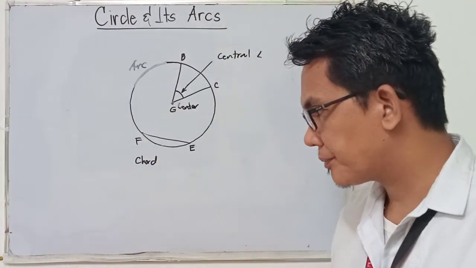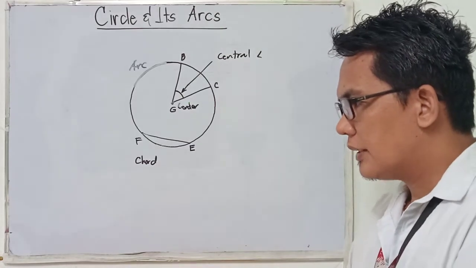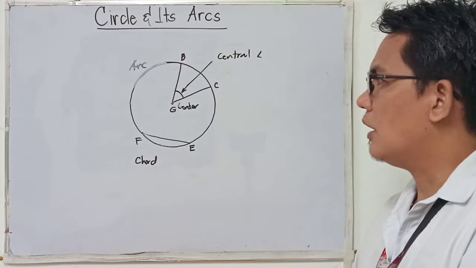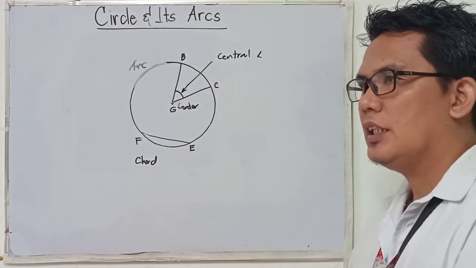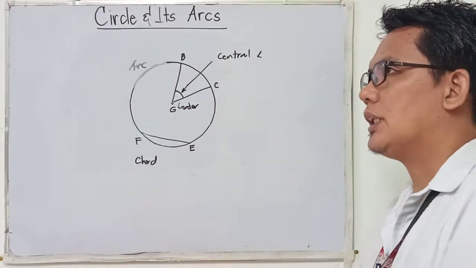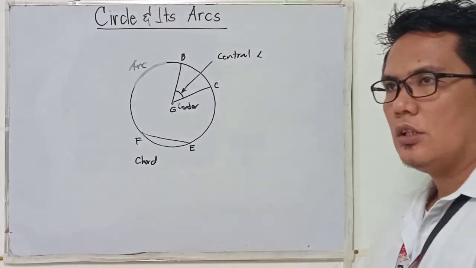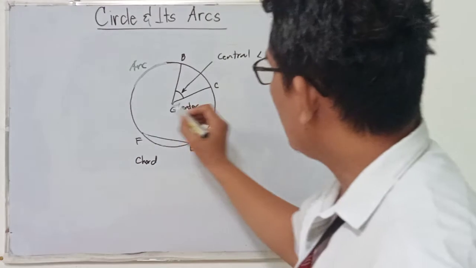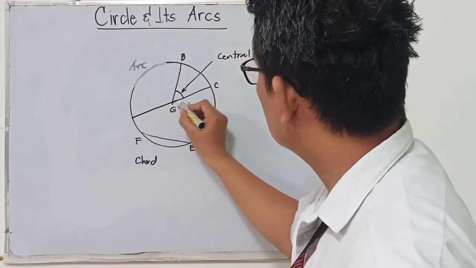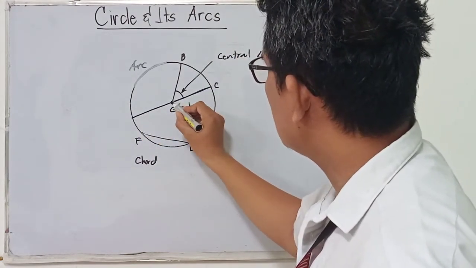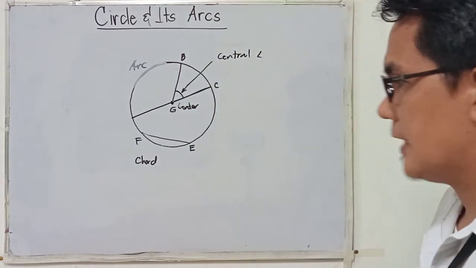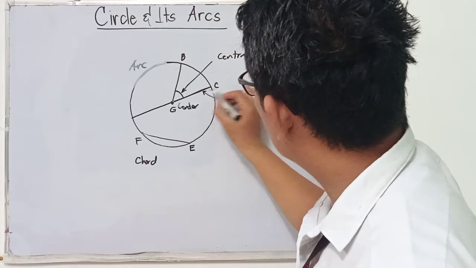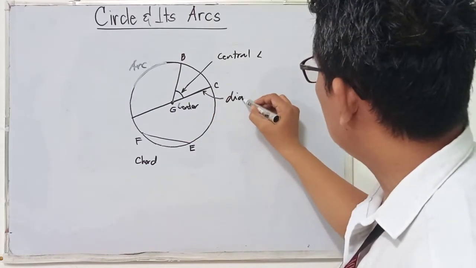Next, a special chord that always passes through the center of the circle. It also refers to the longest chord of the circle. A chord that passes at the center is called the diameter. So this chord here is called the diameter.